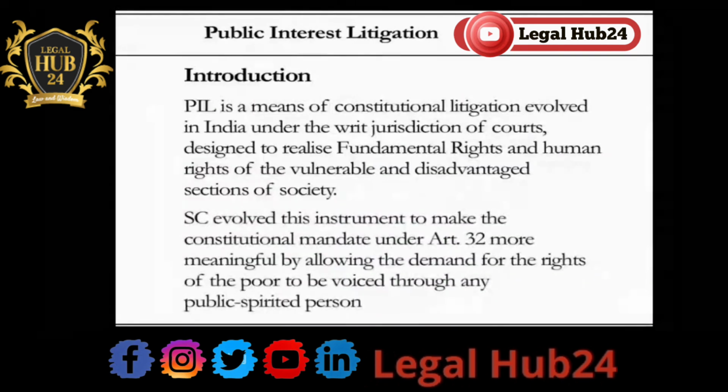The Supreme Court evolved this instrument to make the constitutional mandate under Article 32 more meaningful by allowing the demand for the rights of the poor to be voiced through any public-spirited person. The need to relax the traditional Anglo-Saxon form of adjudication was what was felt by the Supreme Court, which motivated it to evolve the system of public interest litigation.